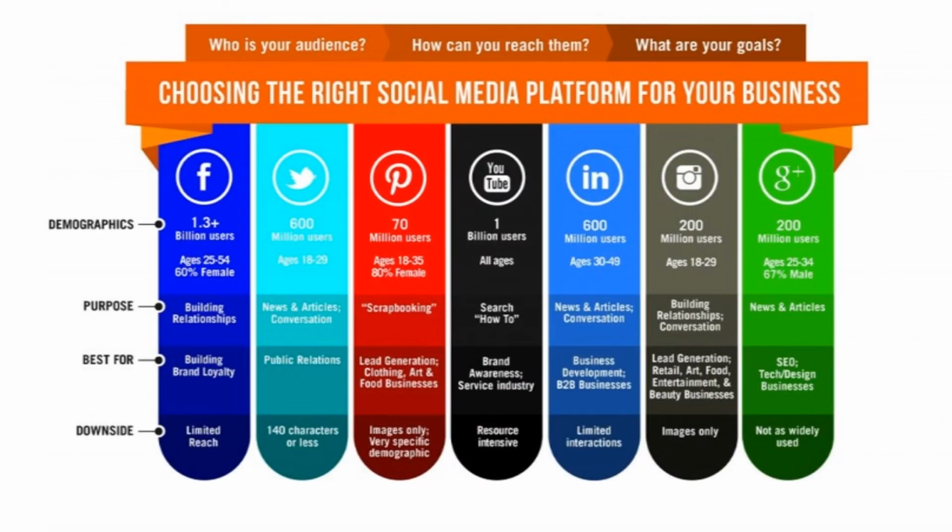So let's look at another data over here. This is just to help you choose the right social media platforms to focus on. You can see here we have 7 social media platforms, and looking at the left side corner, it shows you demographics, the purpose of these networks, who each is best for, and the downside. So if you look at, for instance, Facebook, it has 1.3 billion. I think this is old now. They have crossed 2 billion users as of 2019.